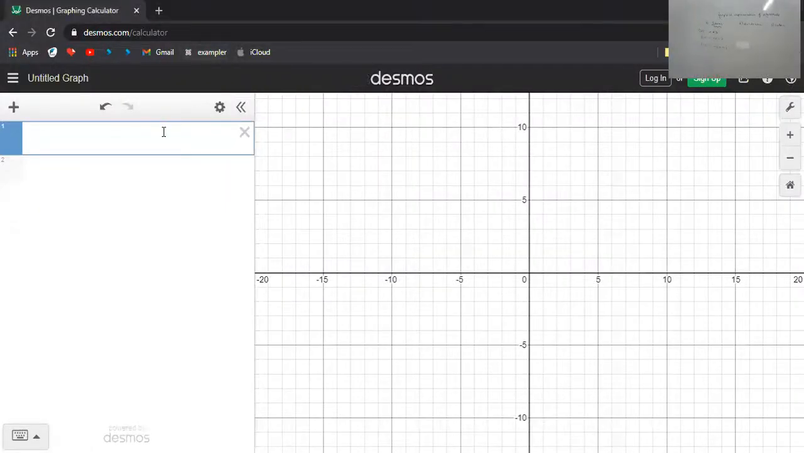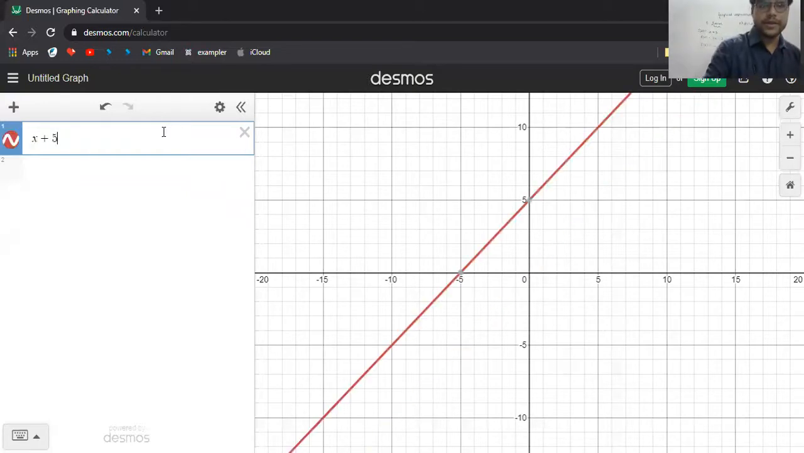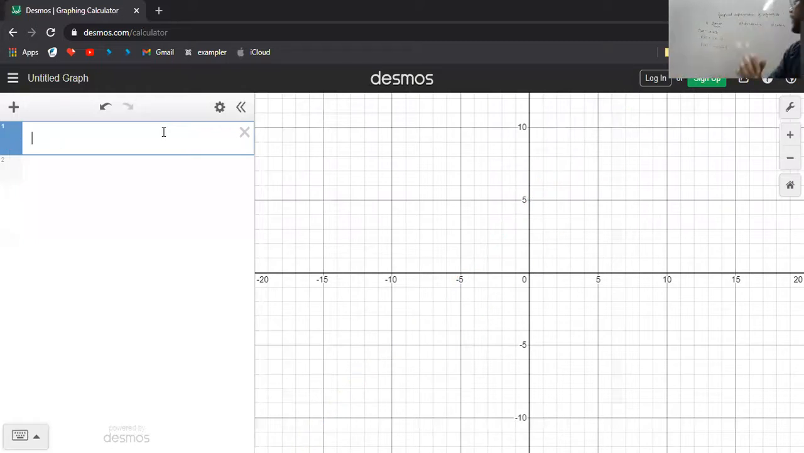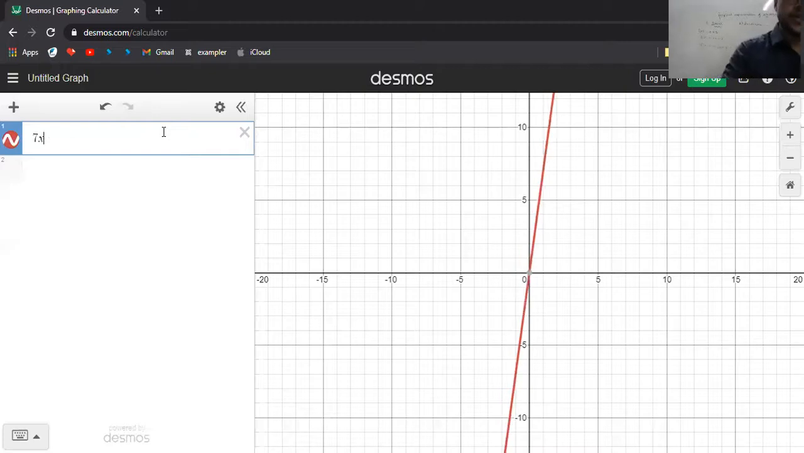I'll put in any linear equation and I'll get a line. So let's say x plus 5. See, I'm getting a straight line. x plus 5 is a straight line. Instead of x plus 5, if I plot, let's say, 7x plus 2, see, I'm again getting a straight line. I put minus 6x plus 3.